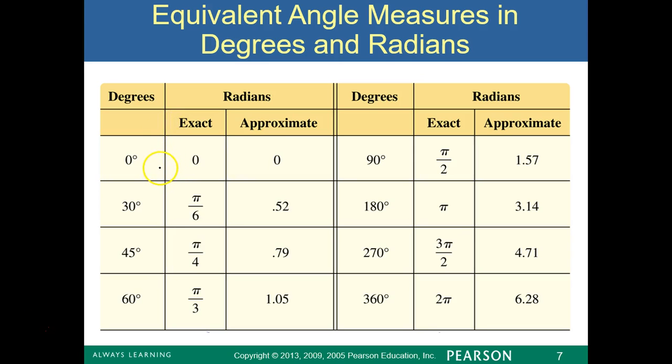Here's just a little spreadsheet that shows us the special degrees that we have covered so far. 0 degrees is the same thing in radians, 0 radians. And then 30 degrees, if we convert to radians, is pi over 6. And the approximation of that is right here. And then you can keep going for any degree measurement, but here's a few right here.